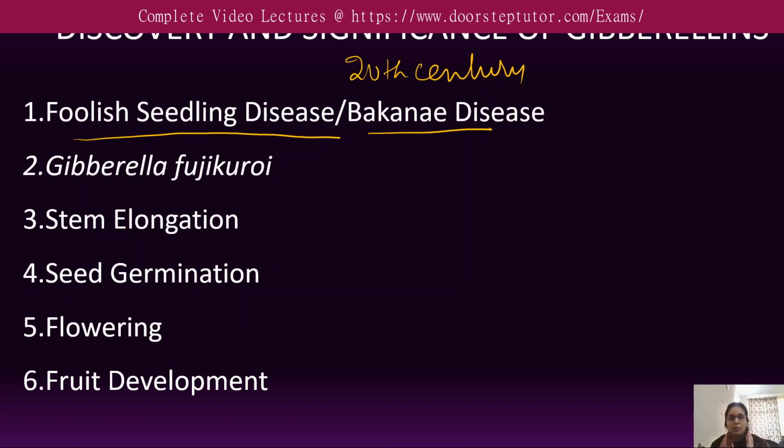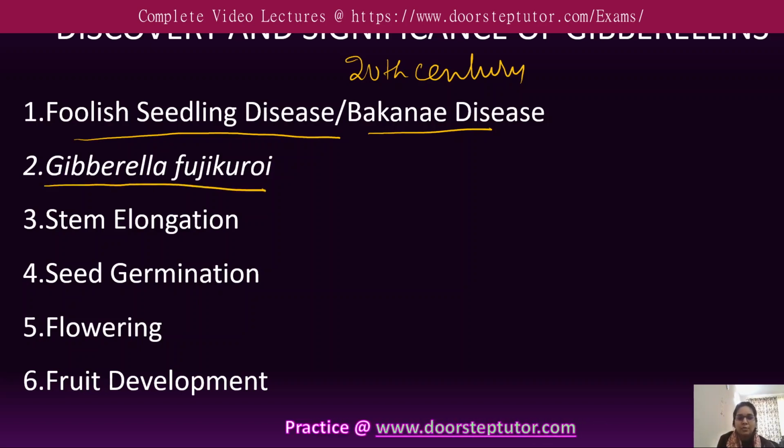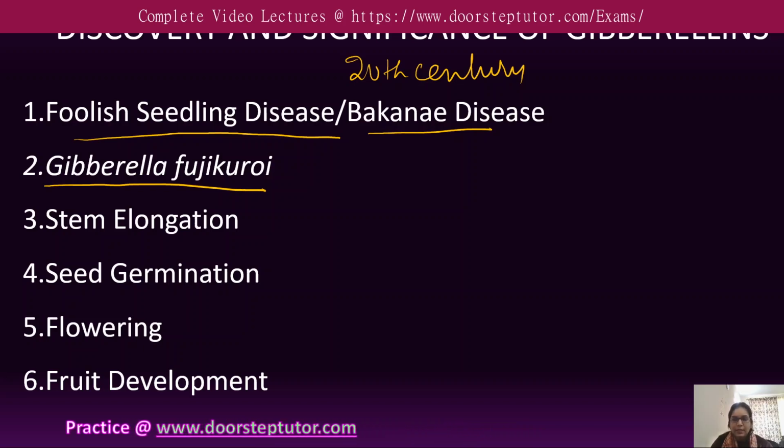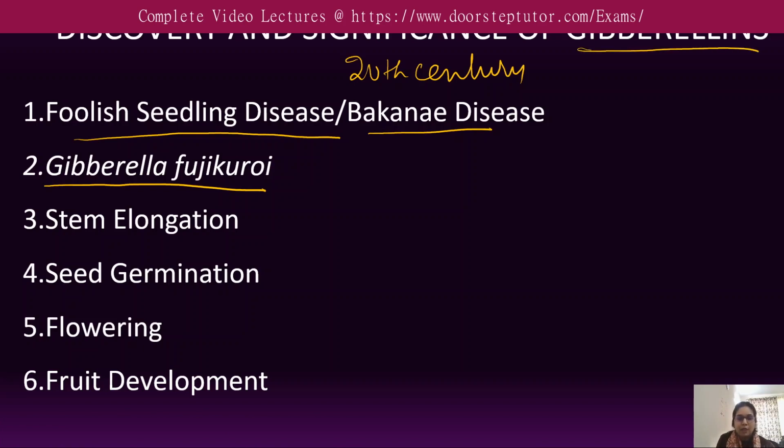Plant pathologists investigated and found that the excessive tallness in the infected plants was induced by a chemical secreted by a fungus, later identified as Gibberella fujikuroi. The chemical responsible for the tall growth was isolated from the culture filtrate of the fungus, and the gibberellins were named after this fungus. This particular hormone plays an important role in plant growth.